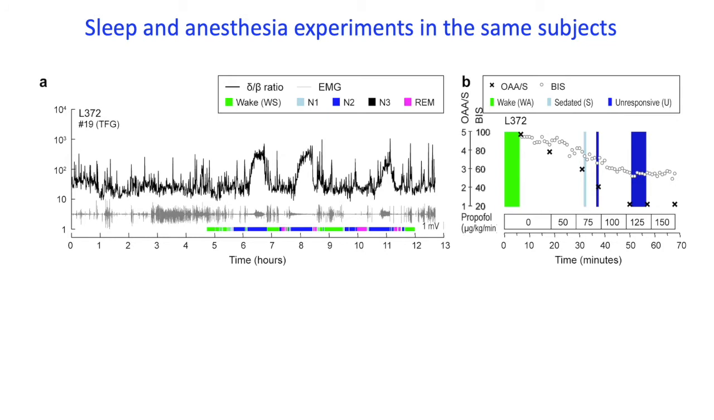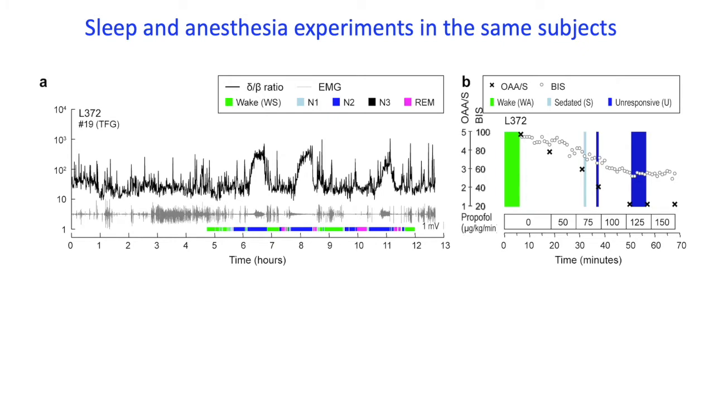To investigate changes in functional connectivity during transitions between arousal states, we recorded resting state data from each subject during overnight sleep and during anesthesia. The paradigm for one subject is illustrated here. The sleep experiment is illustrated on the left, showing time on the horizontal axis, and the ratio of delta to beta power in one electrode, as well as the EMG signal on the vertical axis.